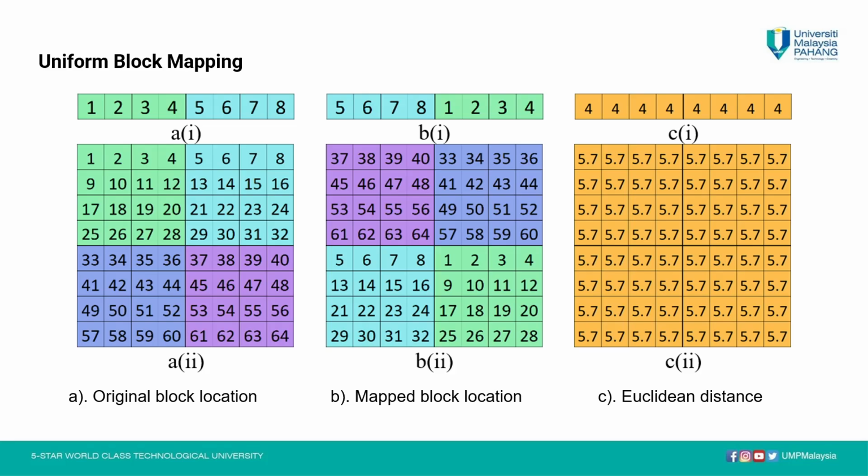For comparison, this is uniform block mapping. Uniform block mapping means that all blocks here in the left top are embedded into the right bottom here, and then this one from the right top will be embedded into the left bottom here, and so on. So we have the same Euclidean distance here. All the Euclidean distance is 5.7 for this one. This is actually quite a good one, but it will have a problem. We will tell you later.